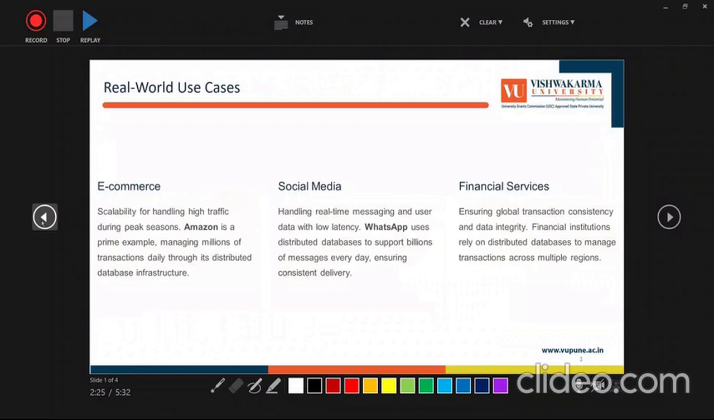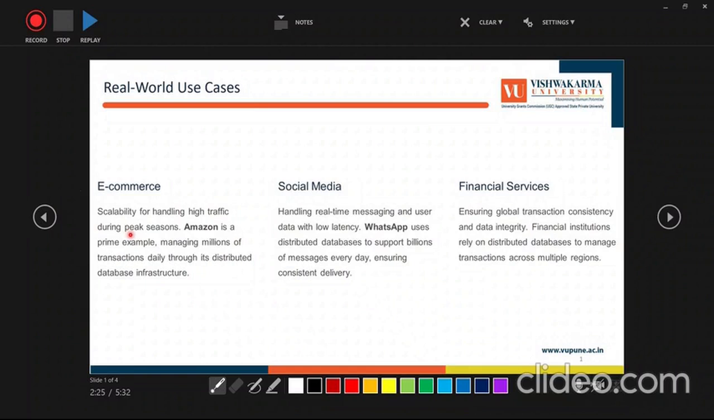So in e-commerce, we handle the scalability of high traffic during peak seasons. The best examples for it are Amazon and Flipkart. Exactly what happens is we manage millions of people through the database, like their daily transactions, shopping, delivery, or their information like customer care.